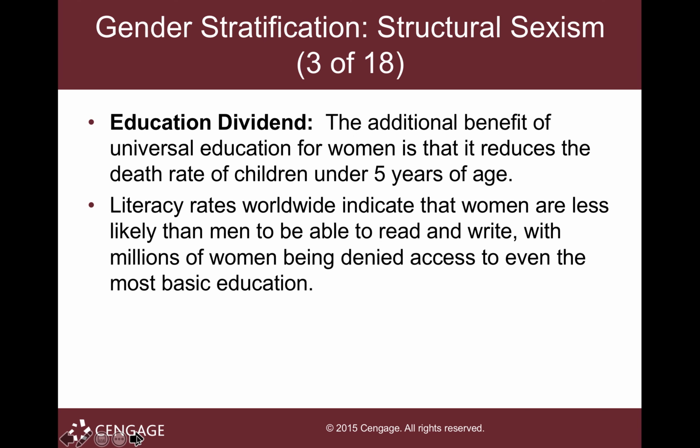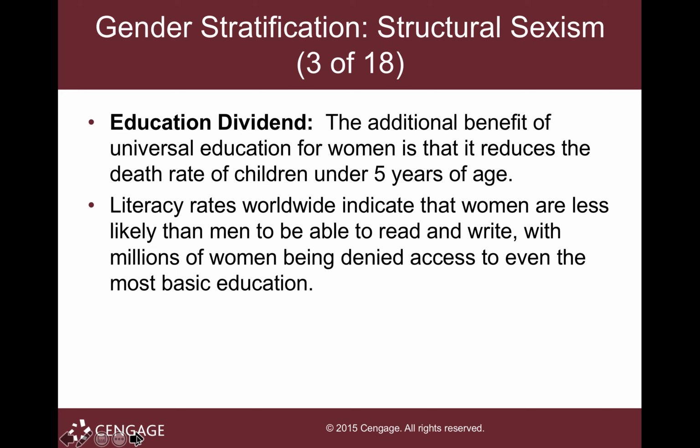So, education dividend. The additional benefit of universal education for women is that it reduces the death rate of children under 5 years of age. Literacy rates worldwide indicate that women are less likely than men to be able to read and write, with millions of women being denied access to even the most basic education. So we see here, this is basically talking about how some countries, and even here in the United States, there are issues with education, but some countries have women who can't read or write, and it's because they're denying them access to education.